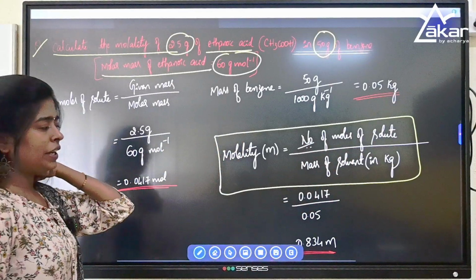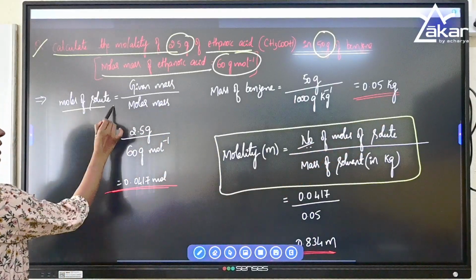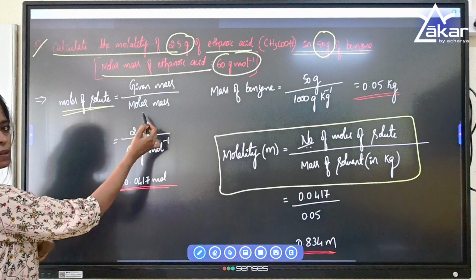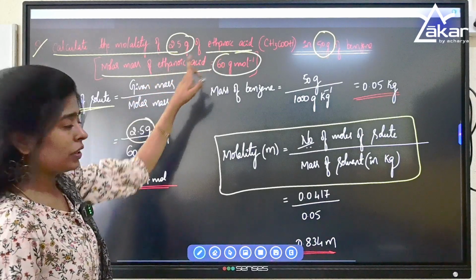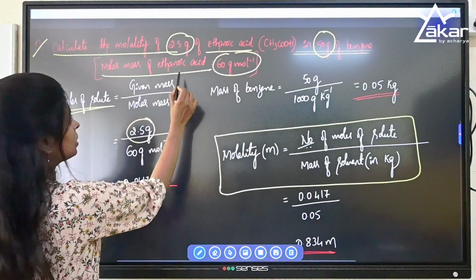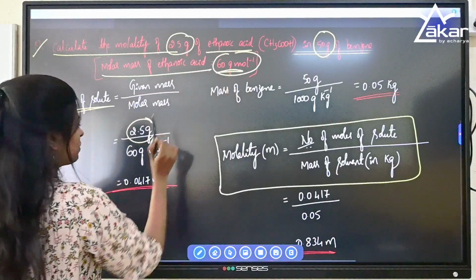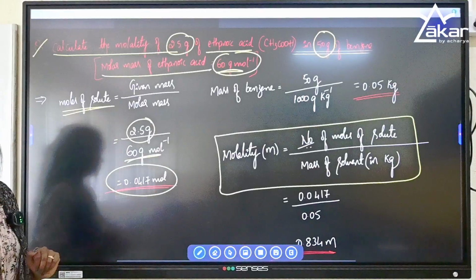So first one, what we need to calculate here? Number of moles of solute. So how to calculate the number of moles of solute? Given mass by molar mass. What is the given mass here? 25 grams of ethanoic acid, which is dissolved. What is the molar mass of this? 60 grams per mole. So divide these two, you will get the moles of solute.